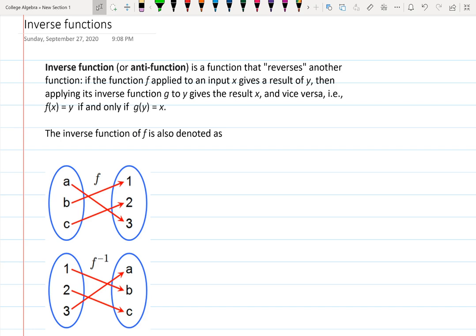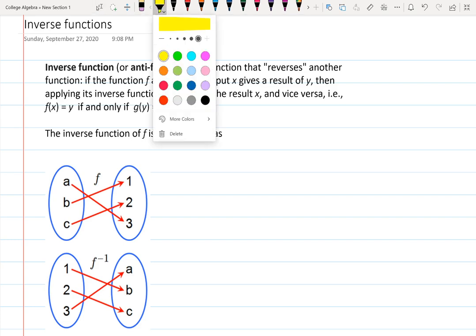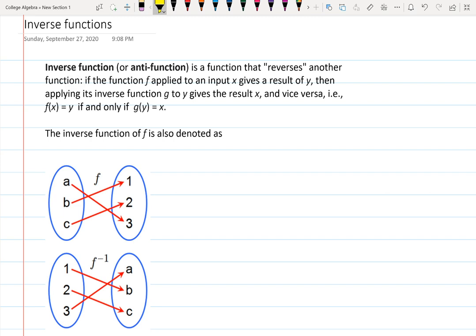In this video, let's practice inverse functions. Inverse functions are the functions that basically undo each other, or they are sometimes called anti-functions. An inverse function is a function that reverses another function. And by reversing, I mean if the function f is applied to an input x and gives you the result y, then applying its reverse function g to y gives you the result x, and vice versa.